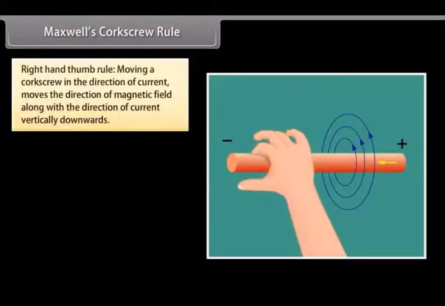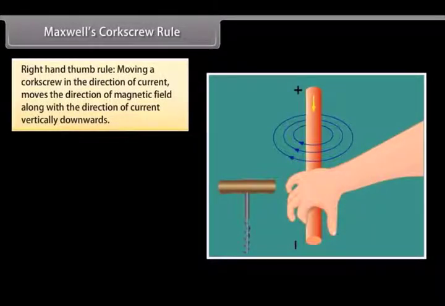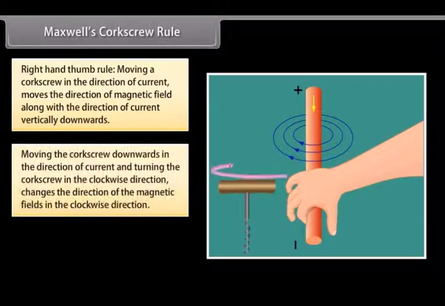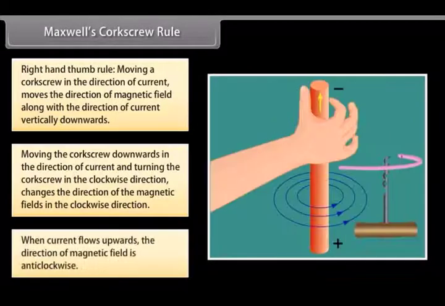Maxwell's corkscrew rule. Maxwell's corkscrew rule, also known as the right-hand thumb rule, defines that moving a corkscrew in the direction of current moves the direction of the magnetic field along with the direction of current vertically downwards. If we move the corkscrew downwards in the direction of current and the handle of the corkscrew is turned in the clockwise direction, then the direction of the magnetic field is in the clockwise direction. So, when current flows upwards, the direction of the magnetic field changes and is anti-clockwise.